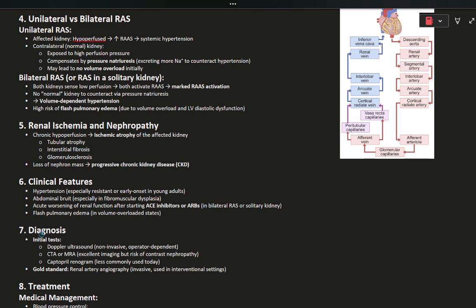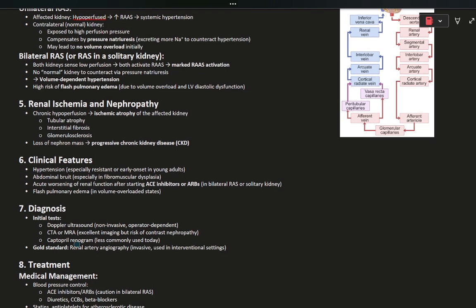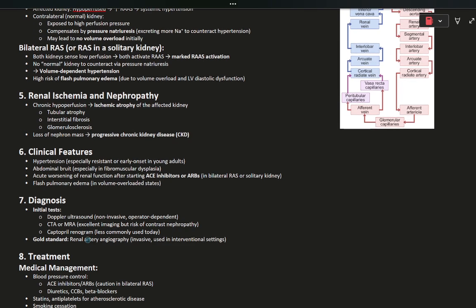For diagnosis, some important tests to conduct are Doppler ultrasound, because it is non-invasive, although it's operator dependent. This can help to see if there is some stenosis going on in the renal artery. You could also use a CTA or MRA, as they provide excellent imaging. But there's a risk of contrast nephropathy that can result from the use of this.